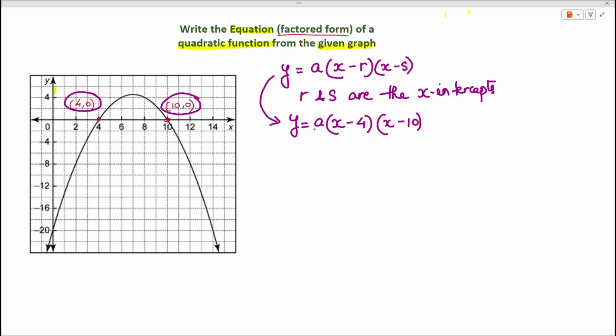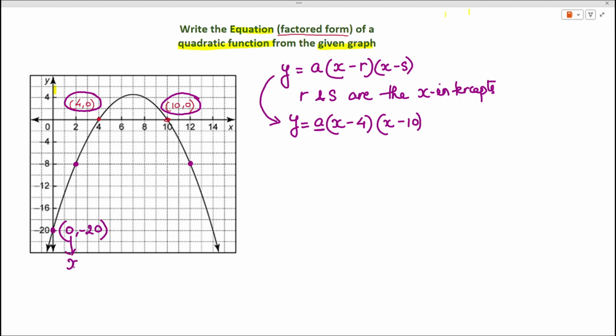Now the only thing which we need in this quadratic equation is the value of a, and to get the value of a, we need any other point on the graph except for the two x-intercepts which we've already used in the equation. So we can use this point or this point, we can pick any other point actually. What we are going to do is use this point, where the x coordinate is 0 and the y coordinate is -20.